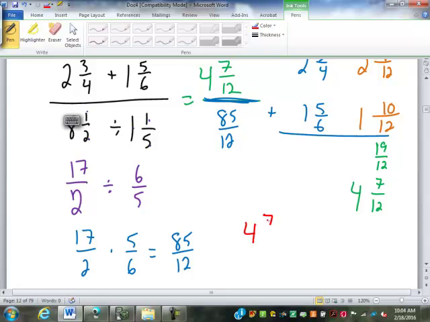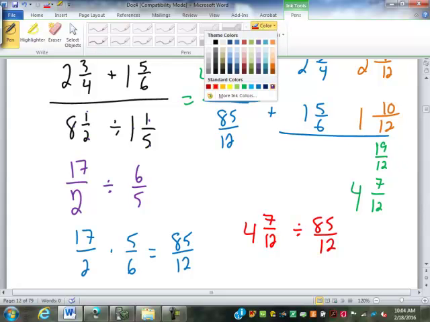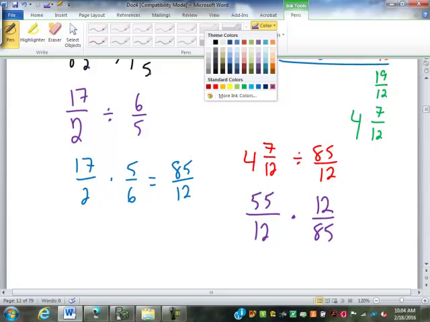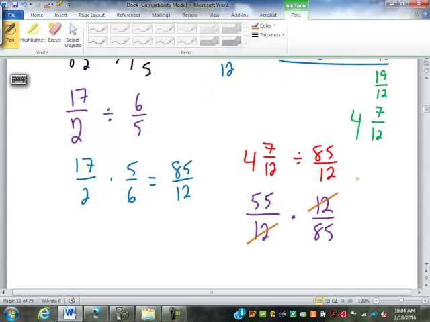So we have 4 and 7/12 divided by 85/12. 4 and 7/12 is going to become 4 times 12 is 48 plus 7 is 55. Very good. Times 12/85. This problem is going to work out way nicer than you thought it was going to. The 12 and the 12 cancel out to make 1 and 1. 55 and 85 can both be divided by 5 to make 11 and 17. This is 11/17. Not so bad?